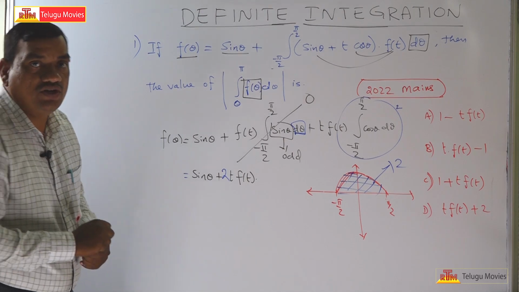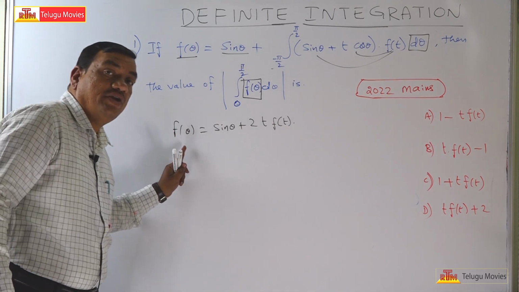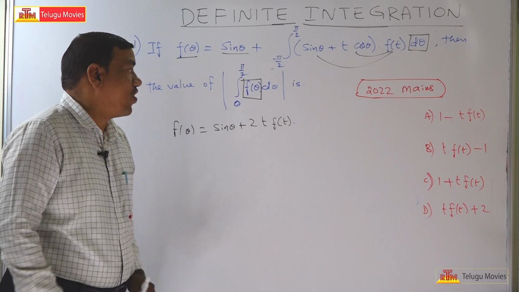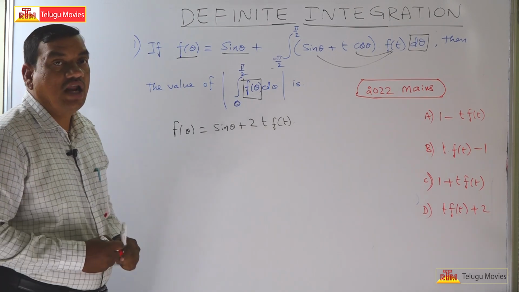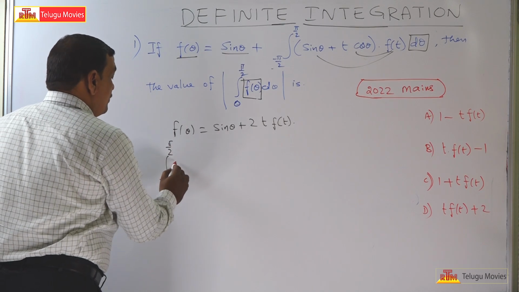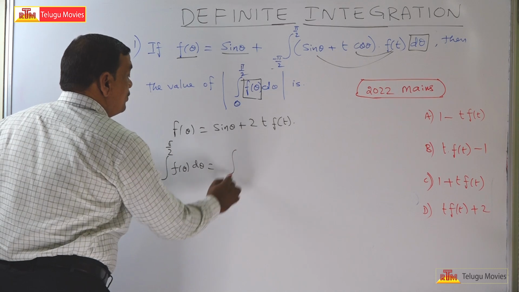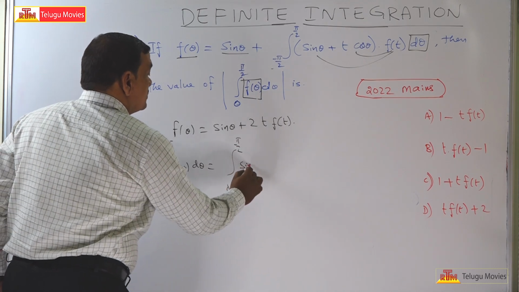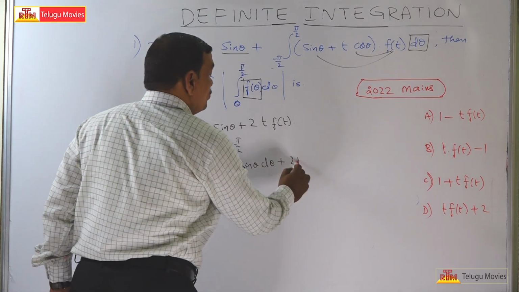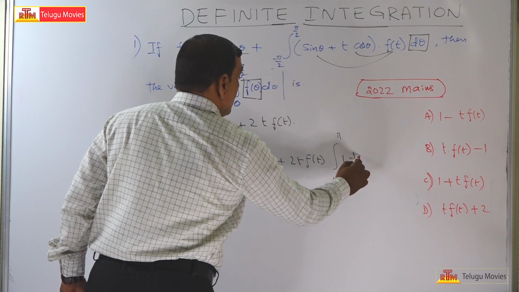Let us continue our solution. Welcome back to our solution. So, here we got f of theta is equal to sin theta plus 2t f of t. Now, let us calculate this value. First, the integral 0 to pi of f of theta d theta is given by integral 0 to pi of sin theta d theta, I am separating, plus 2t f of t, which is a constant, times integral 0 to pi of 1 d theta.